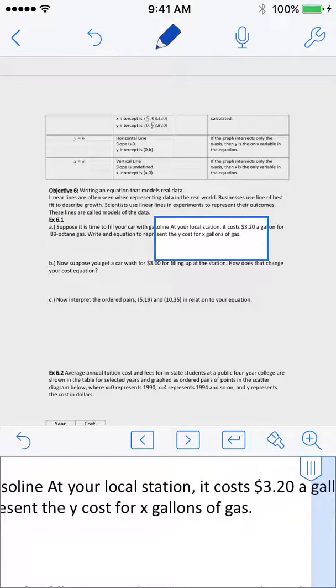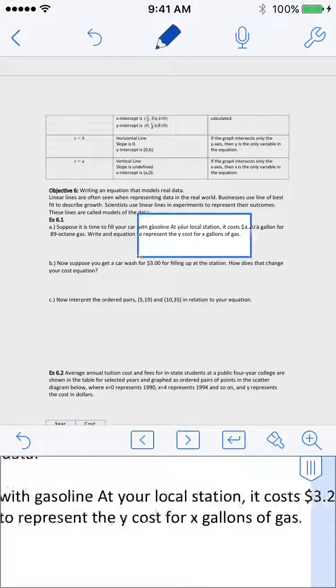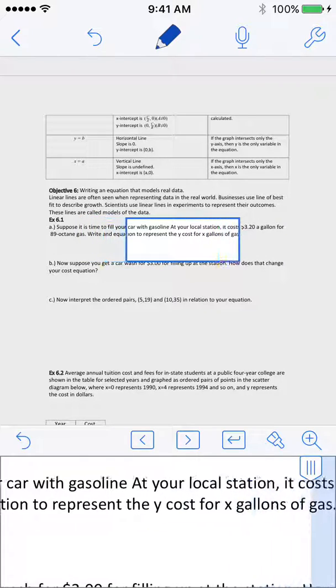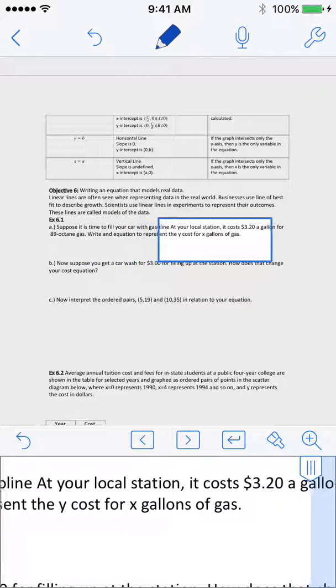At your local station, it costs $3.20 for 89 octane gas. We'll talk about that in a sec. Write an equation to represent the y cost for x gallons of gas.